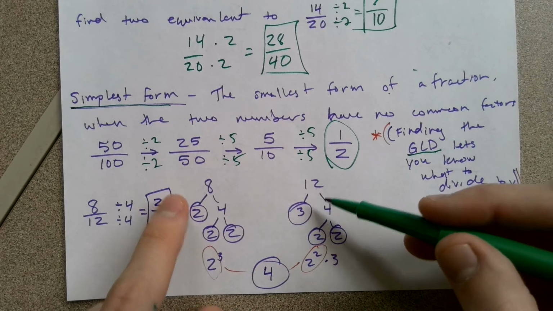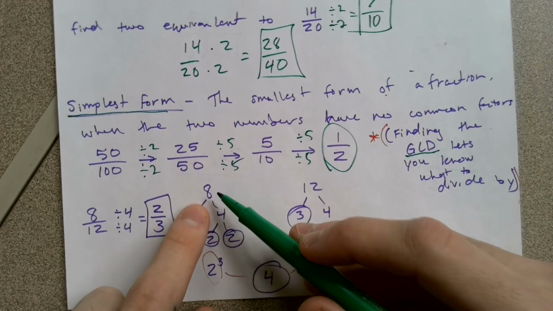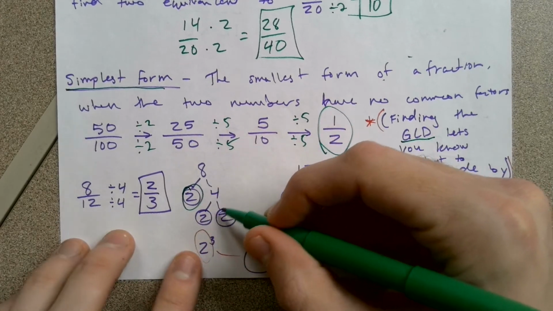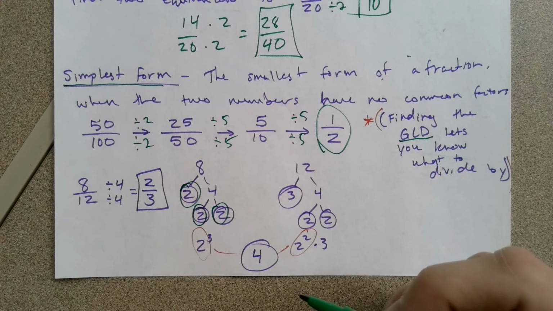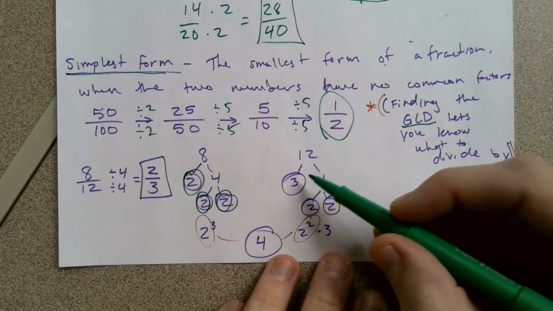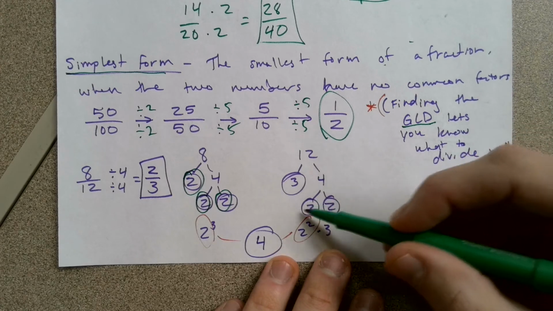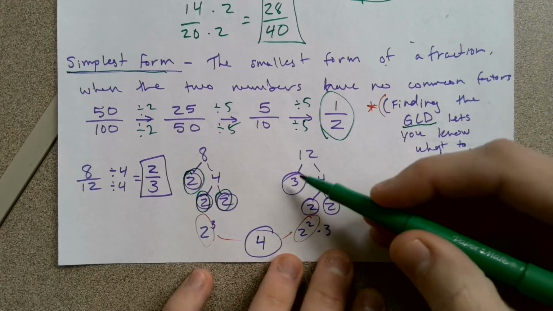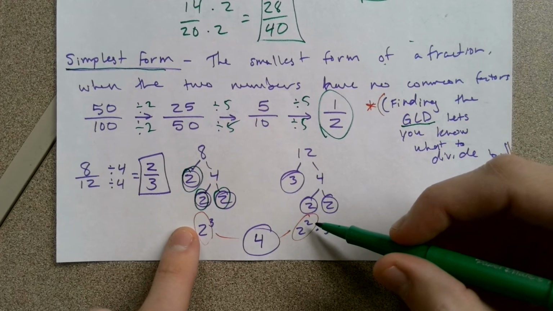But I broke these into trees. I did 8, broke it into 2 and 4. 2 times 4 is 8. 2 is prime. 4 is 2 times 2. This is the same as 2 to the 3rd power. Over here, I had 12. I broke that into 3 and 4. Broke that 4 into 2 and 2. Made that 2 squared. I had 2 twos times 3. From there, I found the common divisors.